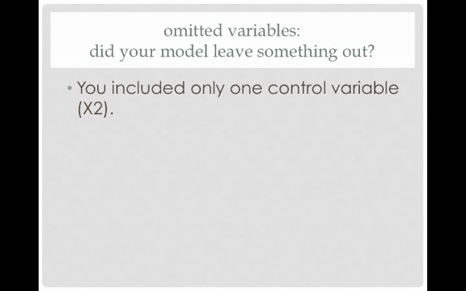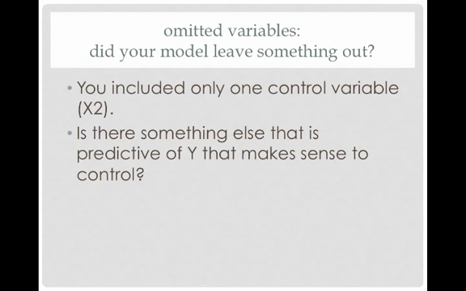Omitted variables. Did your model leave something out? You included only one control variable, the x2, and that was right. You were supposed to do that. I only let you include one control variable. But is there something else that is predictive of y that makes sense to control?